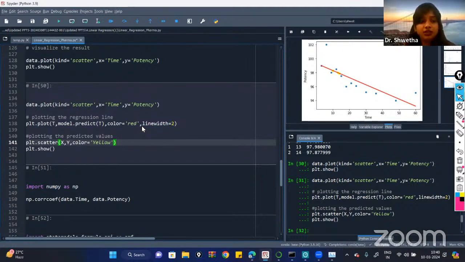So we were discussing the code for simple linear regression and how the two variables, time and potency, are related to each other. We built a model and then predicted new data points using that model. This graph is showing us the predicted line and the data points also.